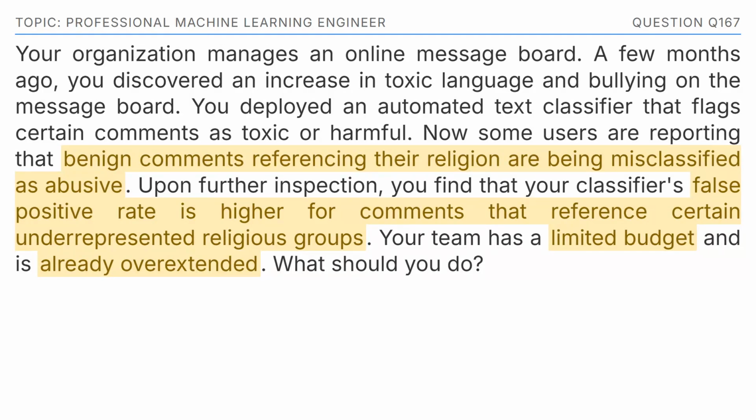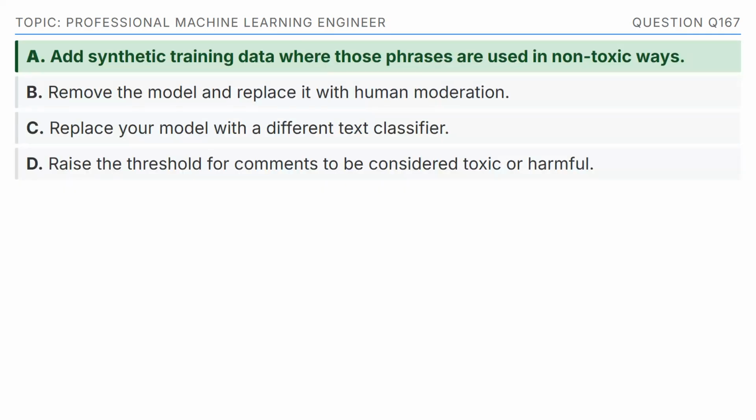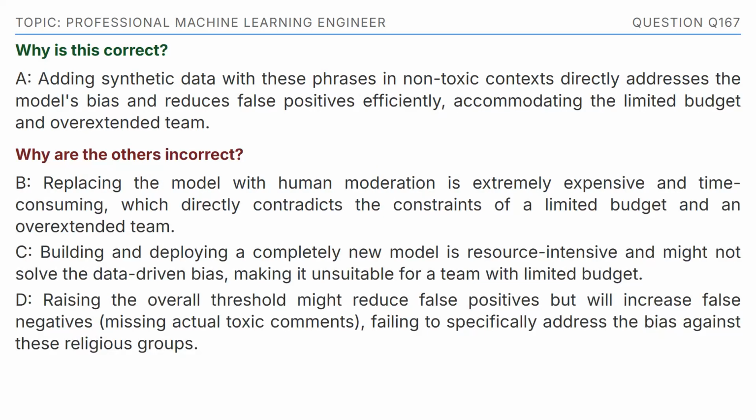To arrive at the correct answer, we focus on the keywords: benign comments referencing their religion are being misclassified as abusive, false positive rate is higher for comments that reference certain underrepresented religious groups, limited budget, already overextended. The correct answer is option A, add synthetic training data where those phrases are used in non-toxic ways. Why is this correct? A. Adding synthetic data with these phrases in non-toxic contexts directly addresses the model's bias and reduces false positives efficiently, accommodating the limited budget and overextended team.